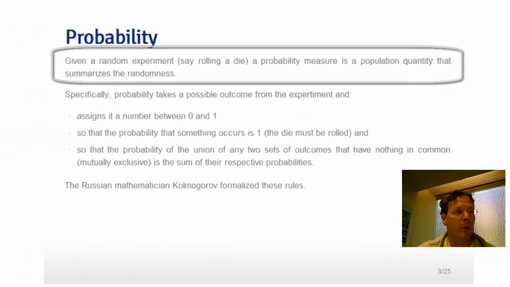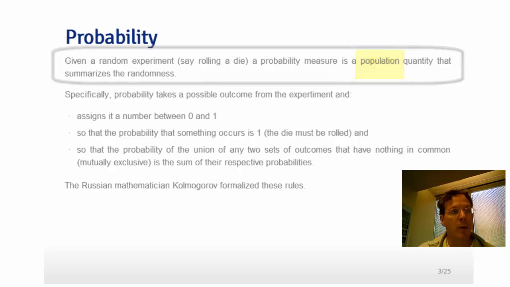Let's talk about probability. Given a random experiment, say for example rolling a die, a probability measure is a population quantity that summarizes the randomness. I want to emphasize this word population here. What this means in the die roll context is that we think of it as an intrinsic property of the die, not as something that is a function of a simple set of fixed rolls of the die. So when we talk about probability, we're not talking about something that is in the data that we have, but a conceptual thing that exists in the population that we would like to estimate.